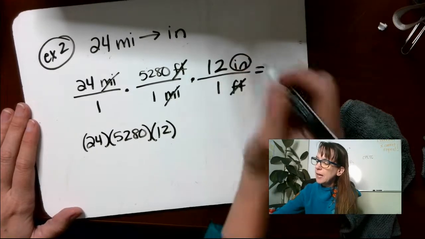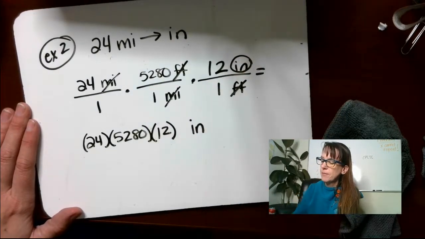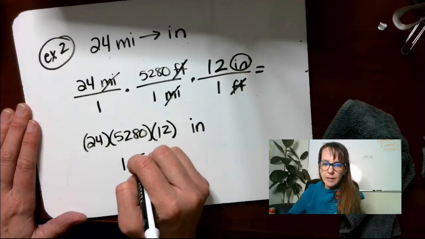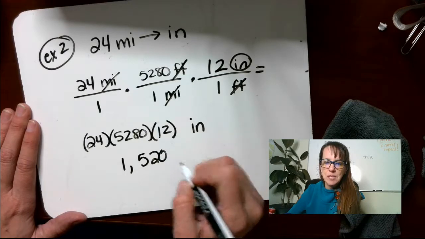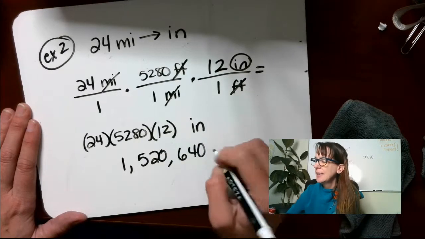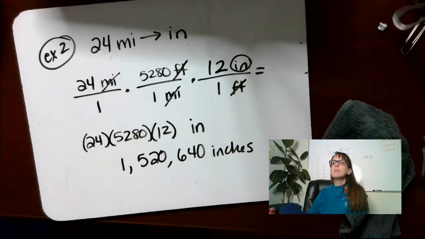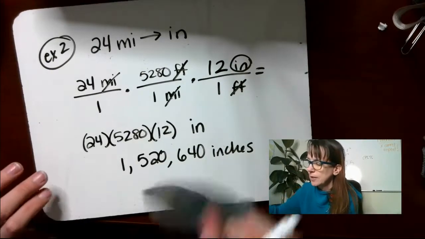The only remaining unit I have standing is inches. If you were to use a calculator to do all of this, you would have 1,520,640 inches. Guys, make sure you're using your units on these. I will absolutely mark them wrong if you do not have your units.